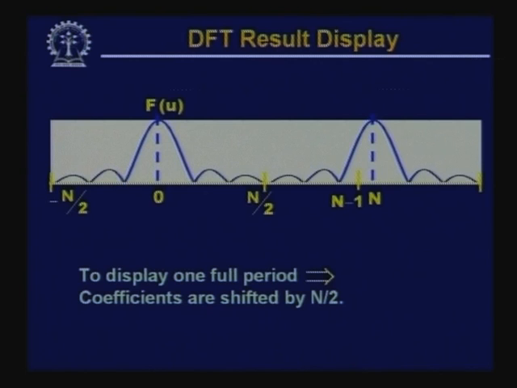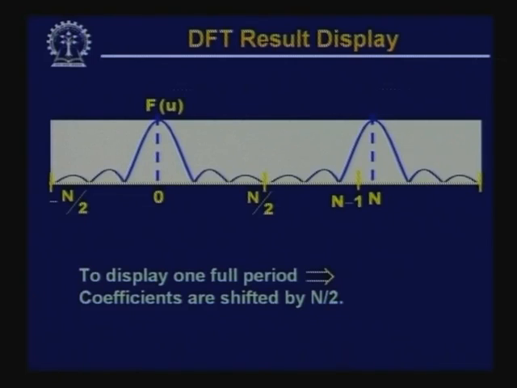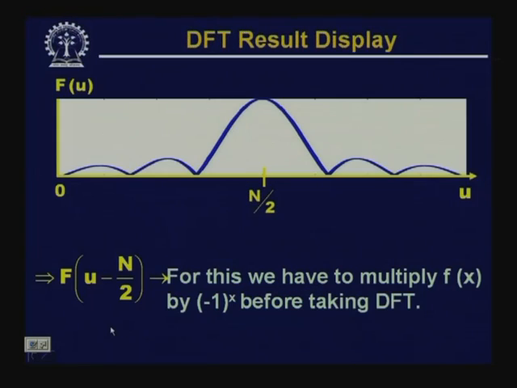So, to display these Fourier transformation coefficients in the proper manner, we have to displace the origin by a value capital N by 2. By displacement, what we get is this. Here you find that in this particular case, the origin has been shifted to capital N by 2. So, now instead of considering the Fourier transformation F(u), we are considering the Fourier transformation F(u minus N/2).